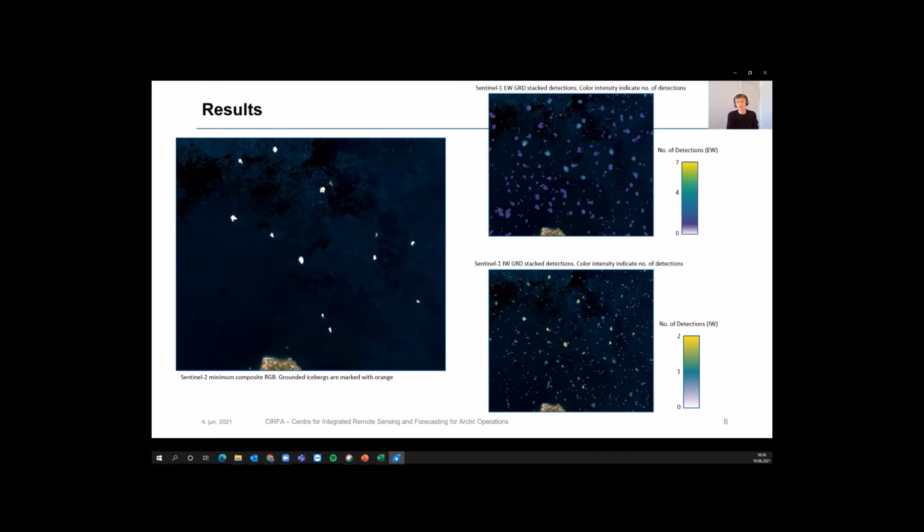We also have a lot of detections happening only once, which are likely icebergs or sea ice moving around in the individual images. Some icebergs have been detected multiple times in Sentinel-1 images, but are not visible in the composite on the left. Some of those were icebergs that were stationary for a shorter period of time, several days, but not for the entire period of time.